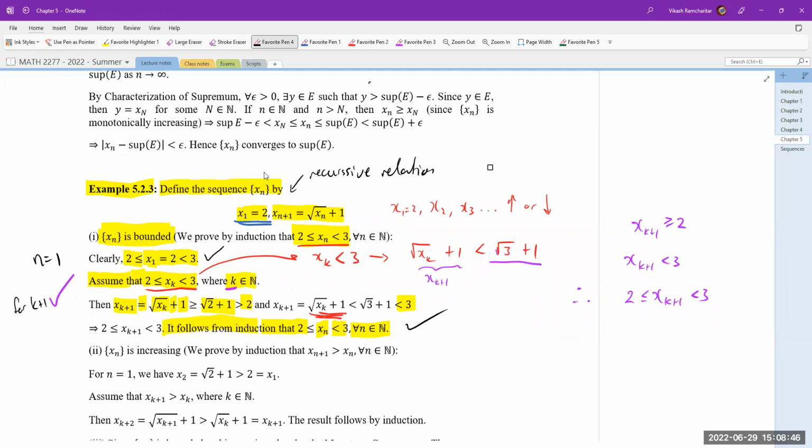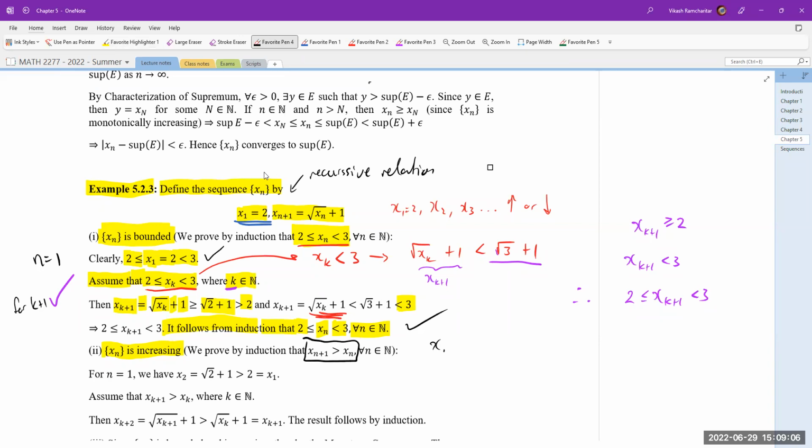If you write down a few terms of the sequence, you'll see that the terms are actually getting larger and larger. So this sequence appears to be increasing. And what does that mean? That means that x_{n+1} is larger than x_n.